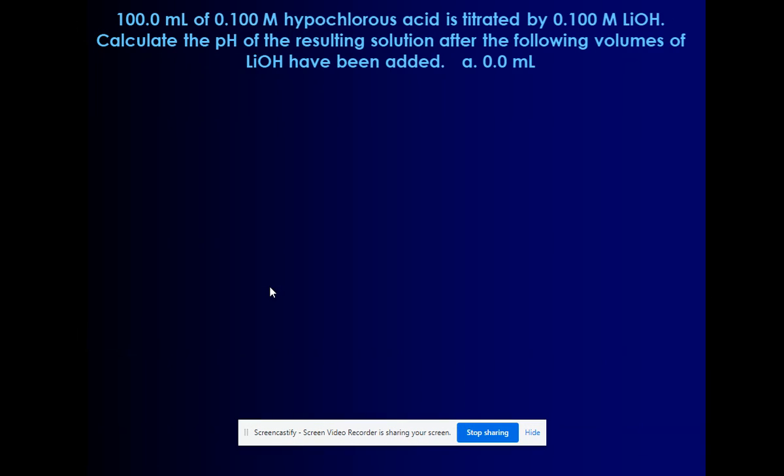Okay, so in this first component, we're going to be dealing with the same reaction all the way through. We have hypochlorous acid, a weak acid. It has a Ka of 3.5 times 10 to the negative eighth. It's going to be titrated with a strong base, lithium hydroxide. Again, OHs are always going to be your strong bases. I want to find the pH of the solution after I've added different amounts of LiOH. In this first particular example, we haven't added any LiOH yet.